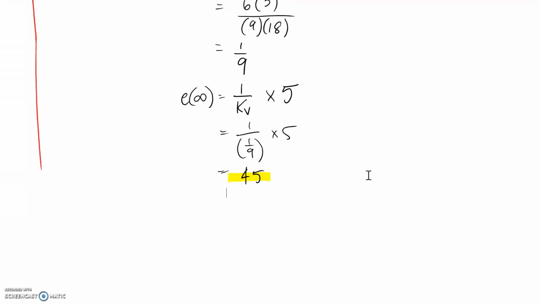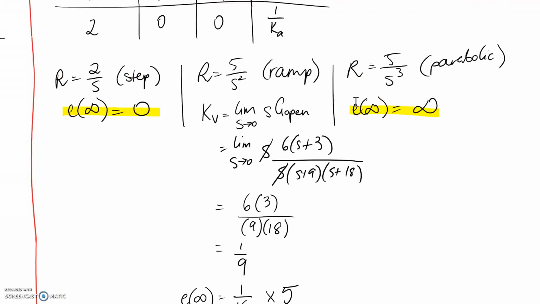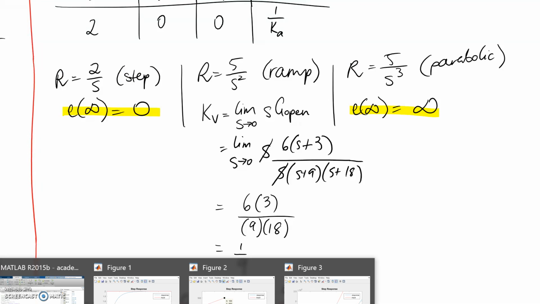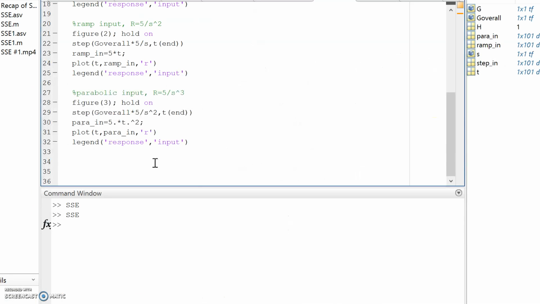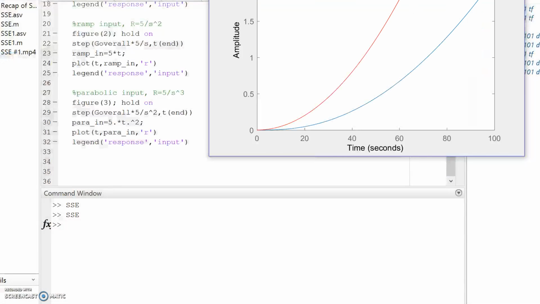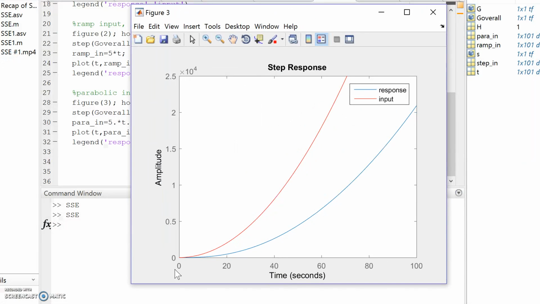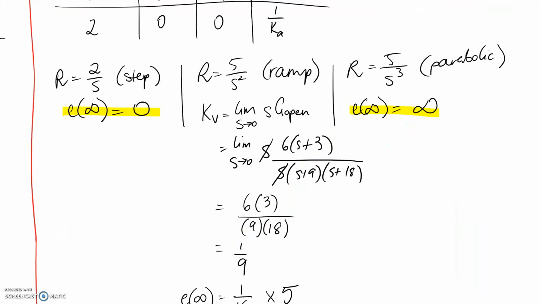So the last one that we have is the parabolic case, and we calculated theoretically that we have an infinite error. Again, if we simulate that in MATLAB, that's this section of the code here, and have a look at what happens. We can see that for this one, the difference between the input and the output curves is getting bigger and bigger with time. So as a result, that steady state error is just going to approach infinity as time goes to infinity. It's never going to reach 0, it's never going to reach a finite number, it just keeps getting bigger and bigger. So again, that agrees with our theoretical calculations.